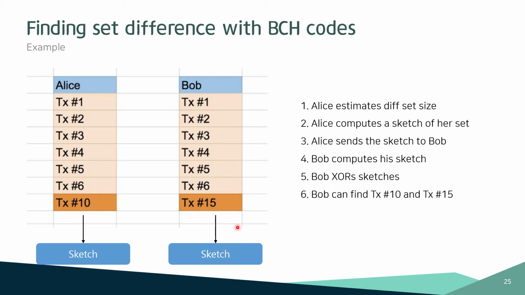And Bob also computes his sketch using his transaction list, and Bob XORs these 2 sketches, and then Bob can find transaction 10 and transaction 15. So Bob knows Alice doesn't know about transaction 15, and Bob needs transaction number 10.